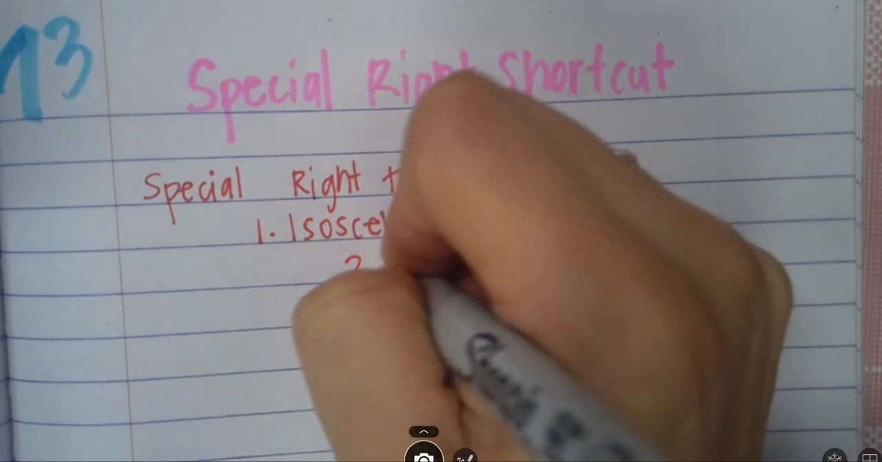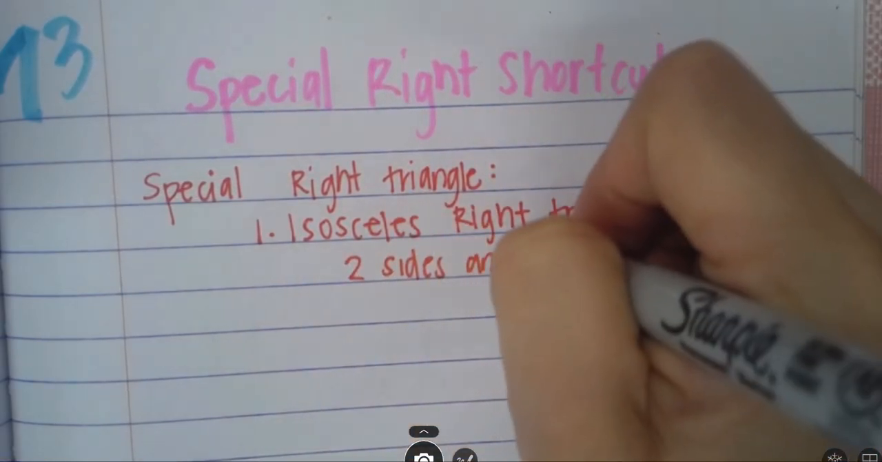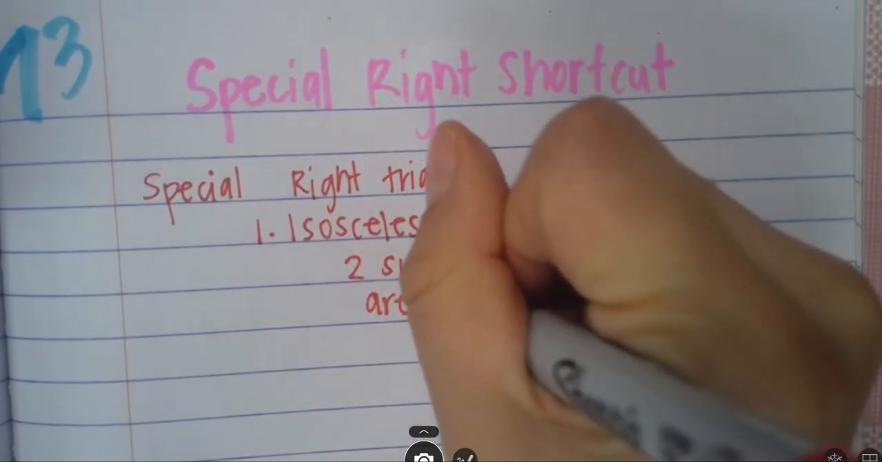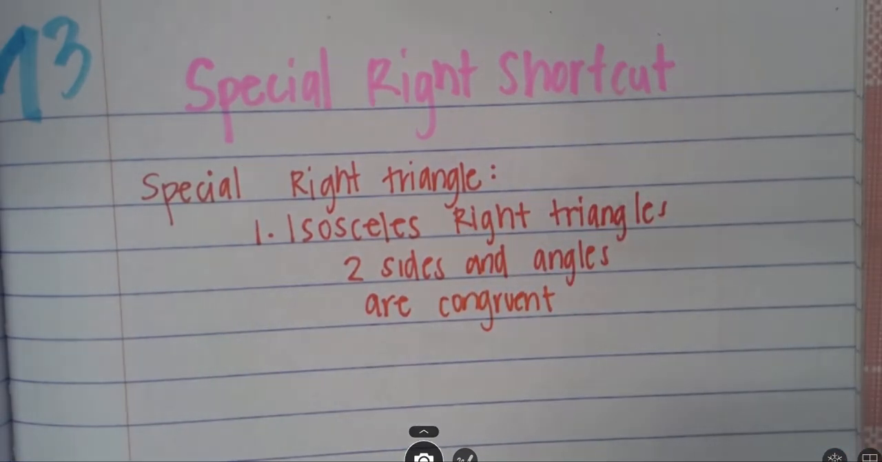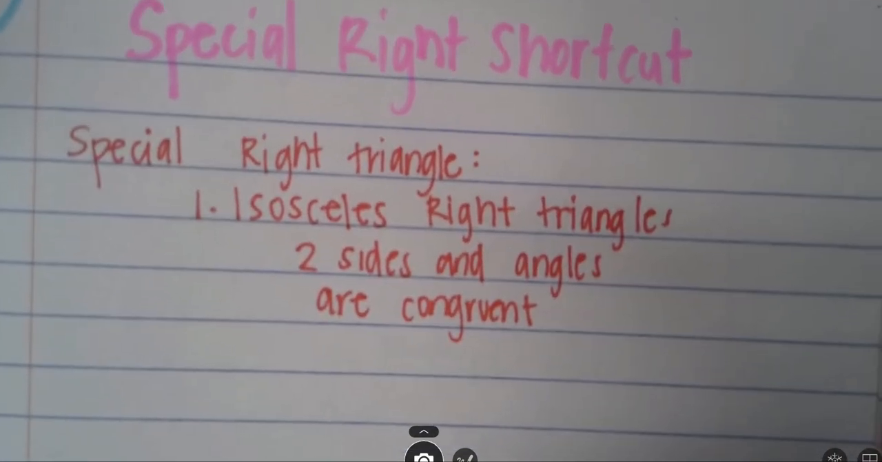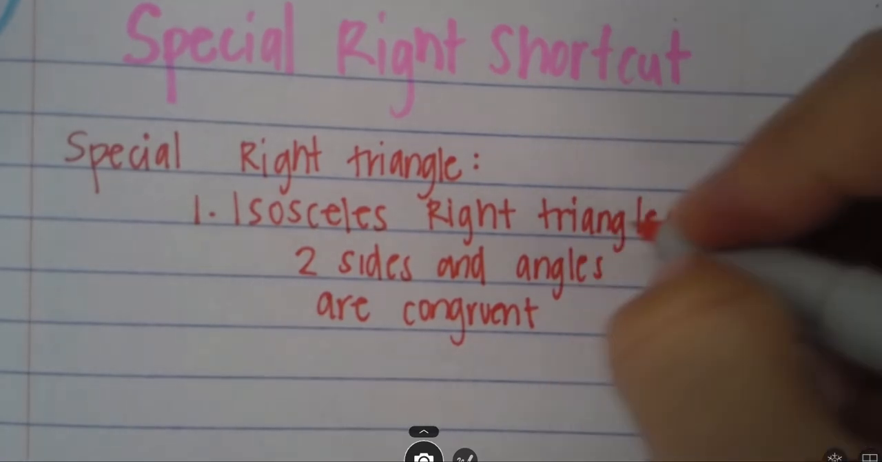So two sides, and therefore the angles, are congruent. So this doesn't work for any triangle. It only works for an isosceles right triangle. Only isosceles right triangles. So the hardest part of this is to identify if you can or if you cannot use the shortcut. It's supposed to save you time, and you really don't need a calculator for this part.